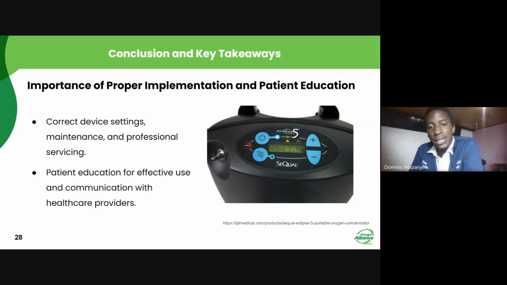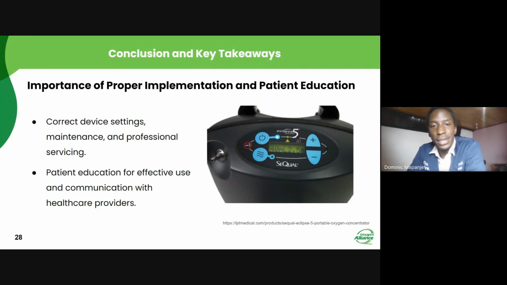Equally important is patient education for effective use. You empower the patient to use the device effectively, to maintain regular communication with their healthcare provider, to recognize when to seek medical help, and to manage their condition proactively.